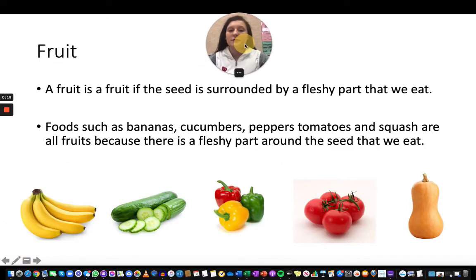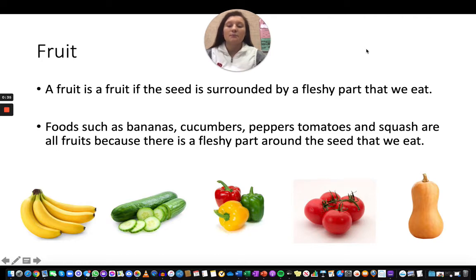All right, so first up we have fruit. A fruit is a fruit if the seed is surrounded by a fleshy part that we eat. Some examples of foods that we eat that are considered fruit are bananas, cucumbers, peppers, tomatoes, and squash, because there is a fleshy part around the seed that we eat.